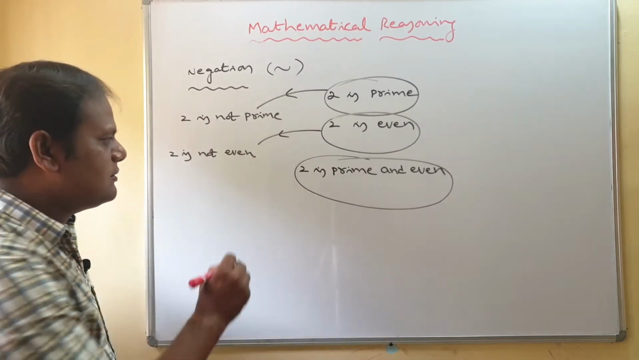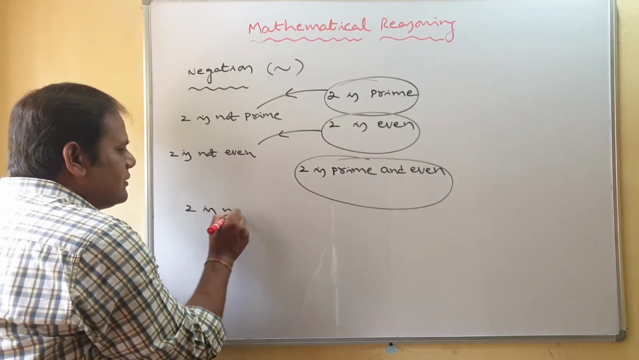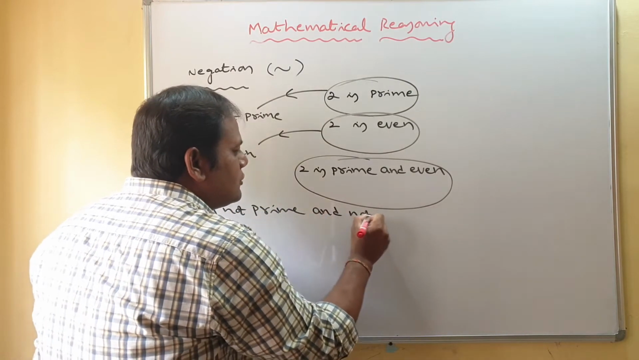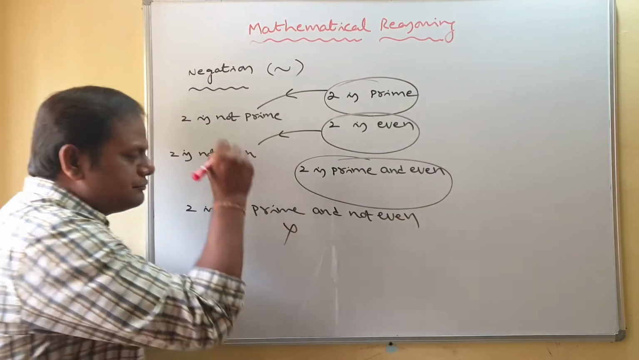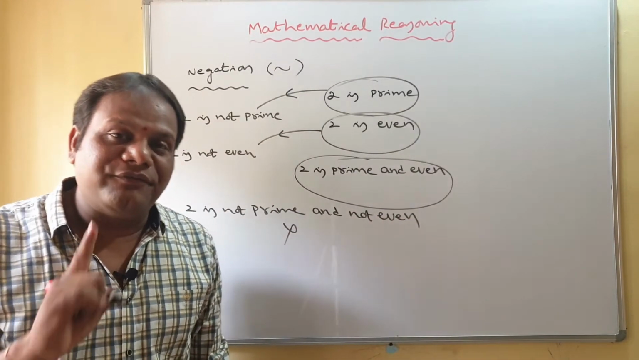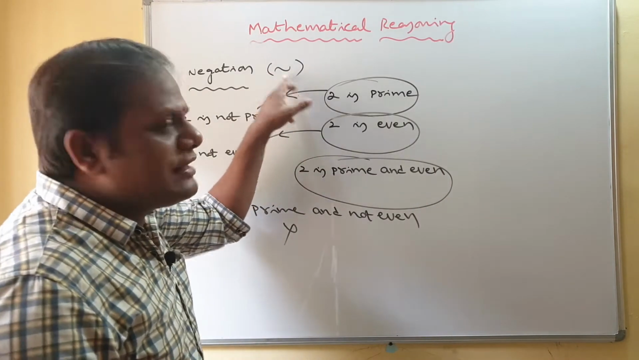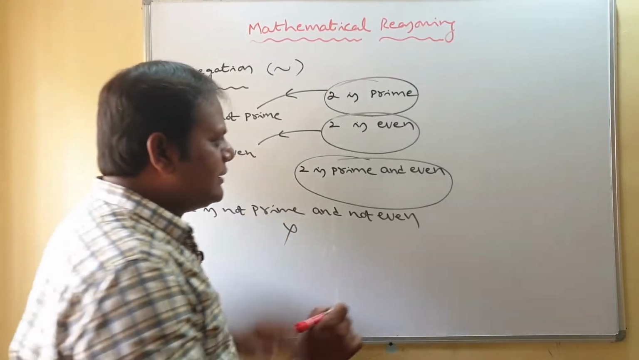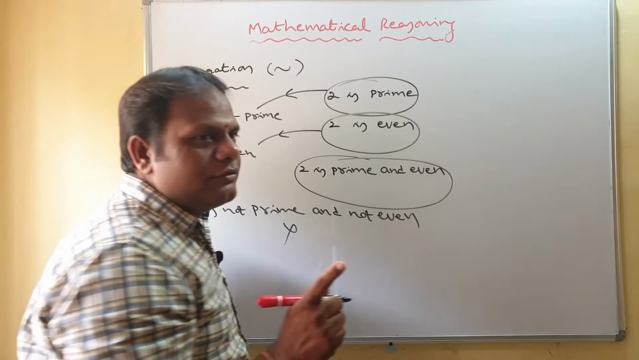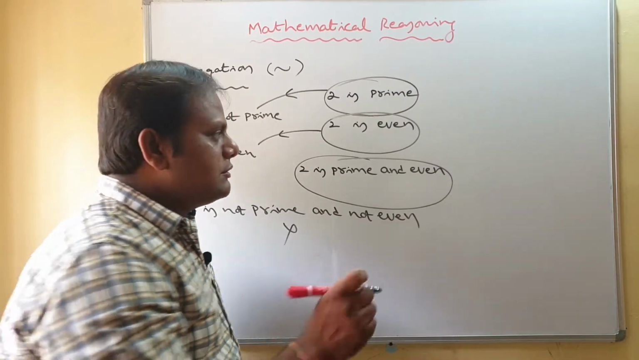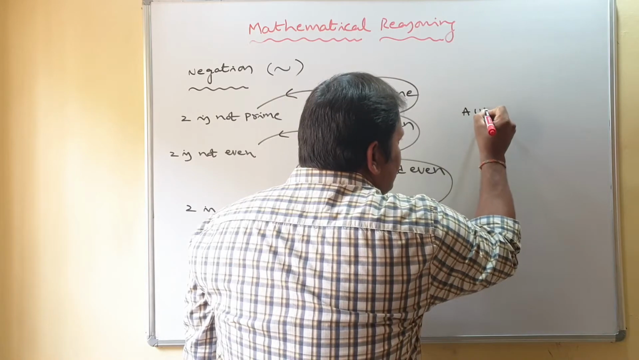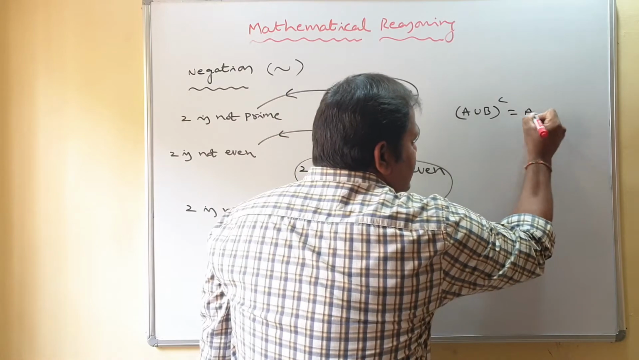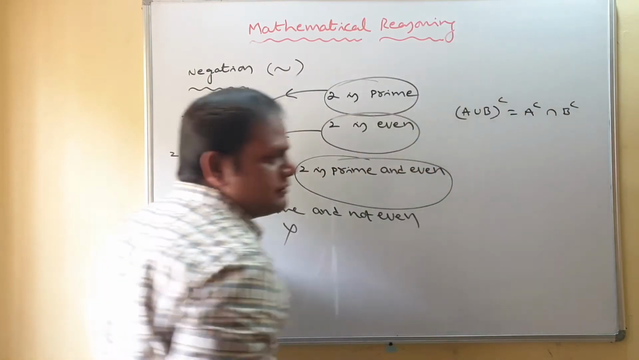What is its negation? Some students write 2 is not prime and not even. It is wrong. This is wrong. Be very careful. Negation is like complement in set theory. See now, in set theory we have De Morgan's laws. Those are: the complement of A union B is equal to A complement intersection B complement.